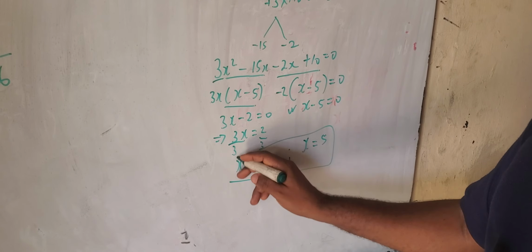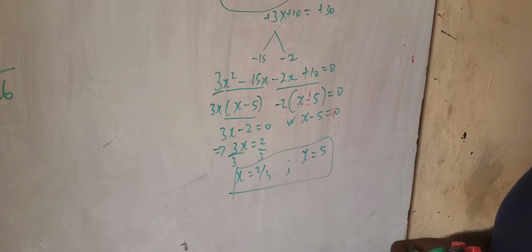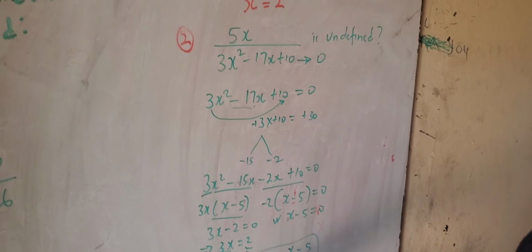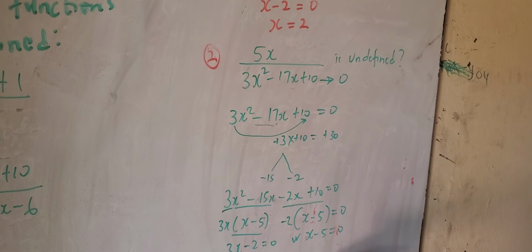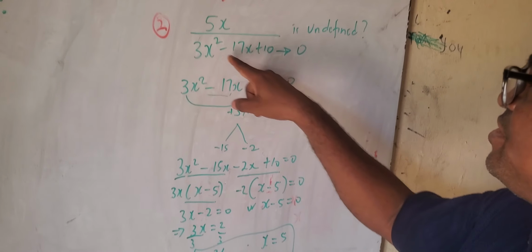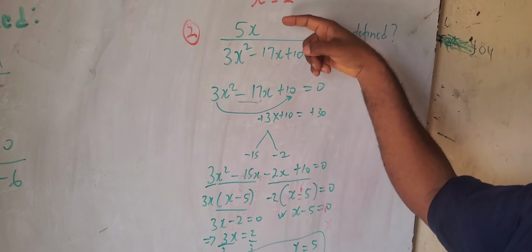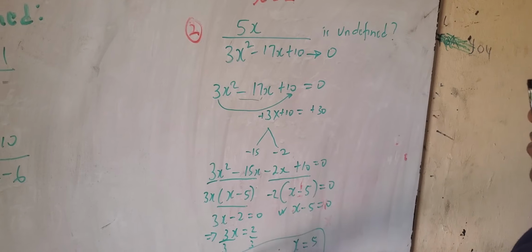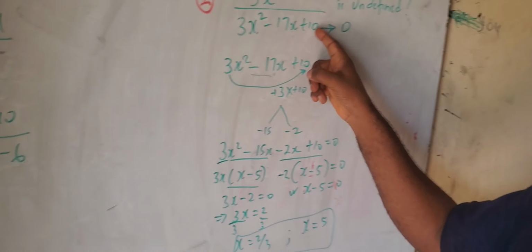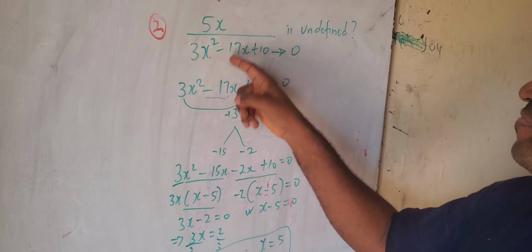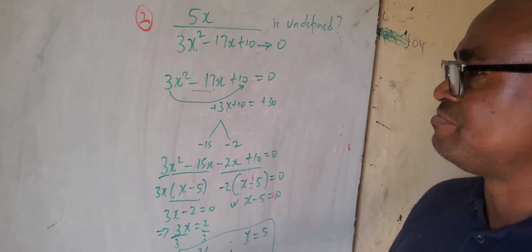So in a nutshell, this particular function becomes undefined when the domain of x are 2 over 3 or x is equal to 5. So that means if you put 5 anywhere you have here, everything here becomes 0. Anything divided by 0 is undefined. If you put your x to be 2 over 3, anywhere you see x here, by the time you evaluate, you are still going to have 0. Anything divided by 0 will be undefined in mathematics.